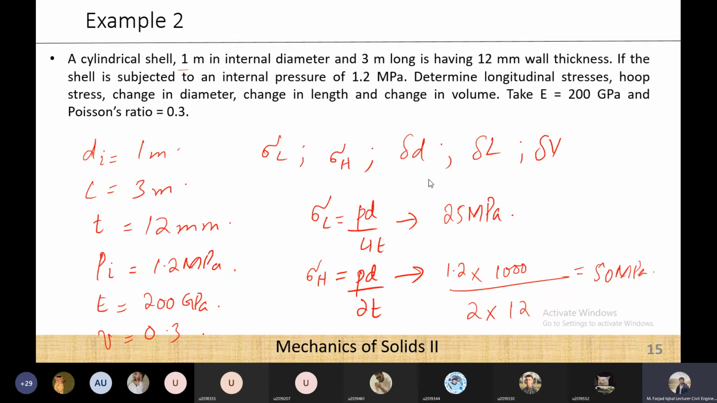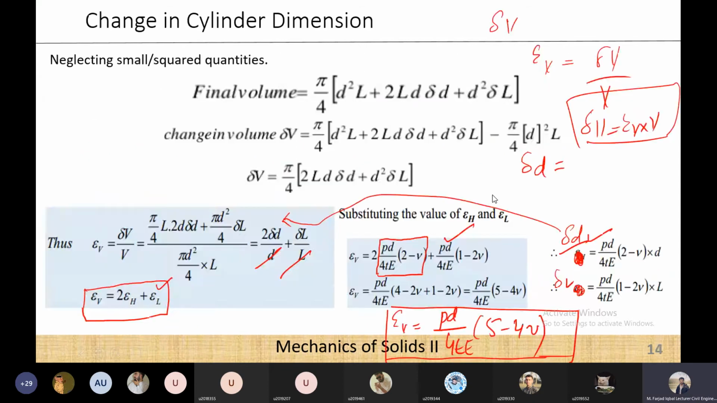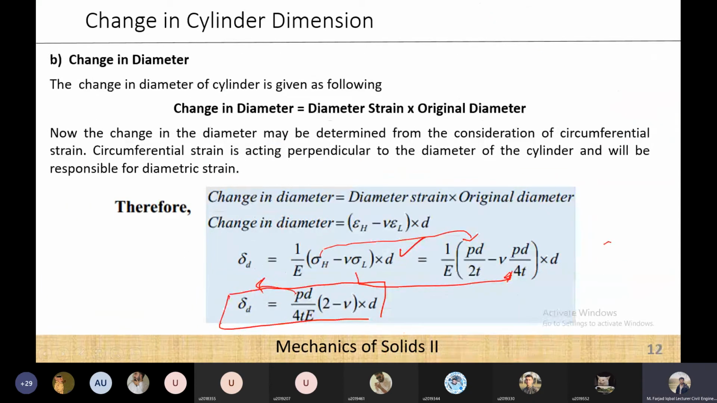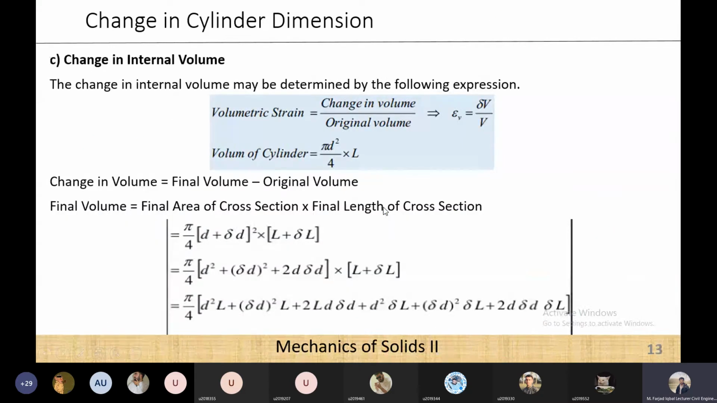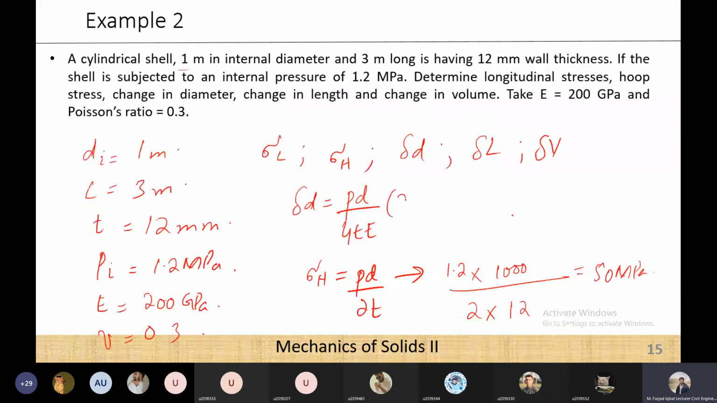Now let's calculate this change in diameter. What will be delta D? I will write the expression over here. For delta D, we have this one, Pd over 4tE into 2 minus nu into original diameter. This is your expression for delta D.